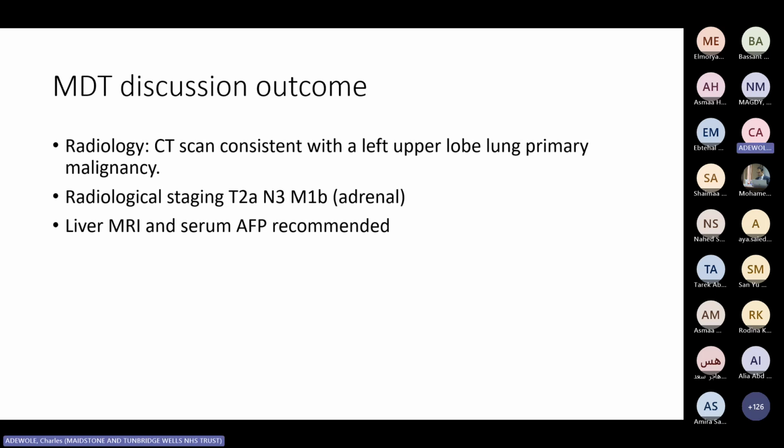and the radiologist gave us information about the patient where the CT scan was consistent with a left upper lobe lung primary malignancy, and they gave us a radiological staging of a PT2A, N3, and M1B primary lung malignancy. However, at the MDT, we concluded to have a liver MRI and to carry out a serum AFP.